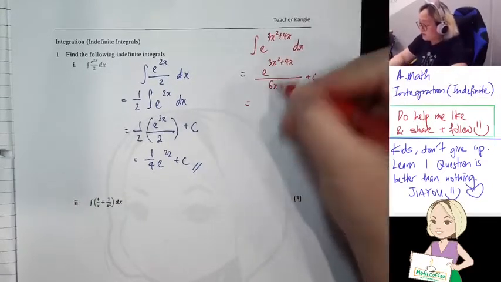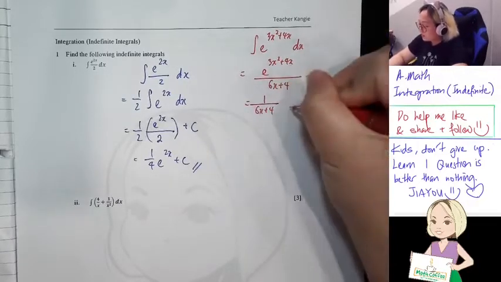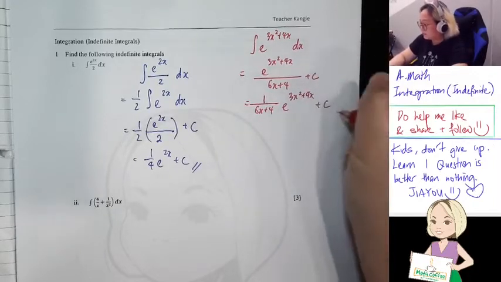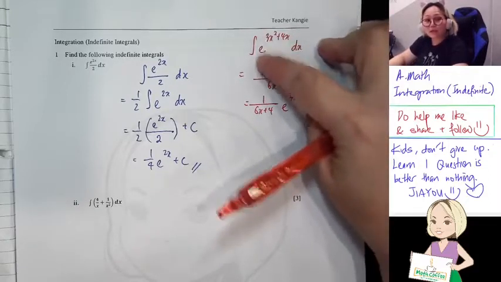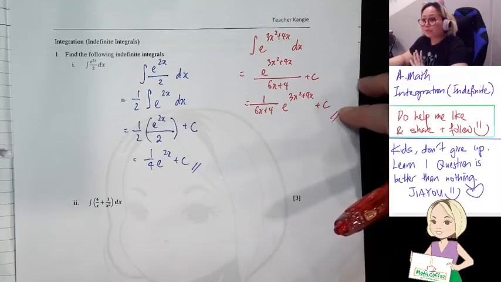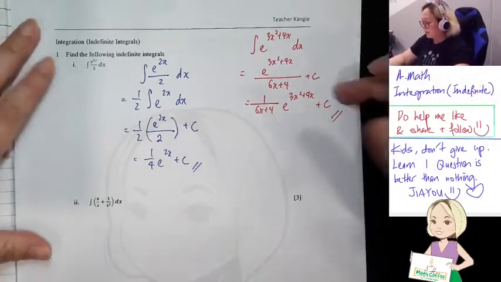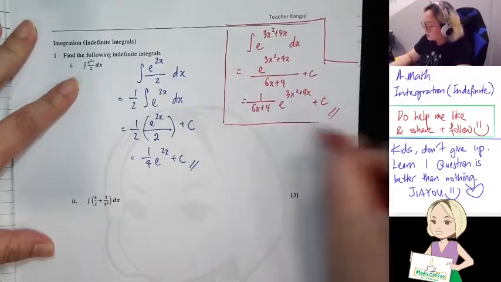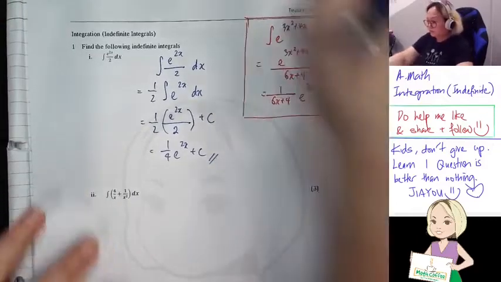Then you can write this by taking it out: 1 over 6x plus 4, e to the power of 3x squared plus 4x, plus c. Because it's indefinite, meaning I don't have limits to substitute in, you must remember to put a plus c. If you forget to put a plus c, the school will deduct marks. I'm going to box this up because this is additional information. Okay, let's move on to the next one.